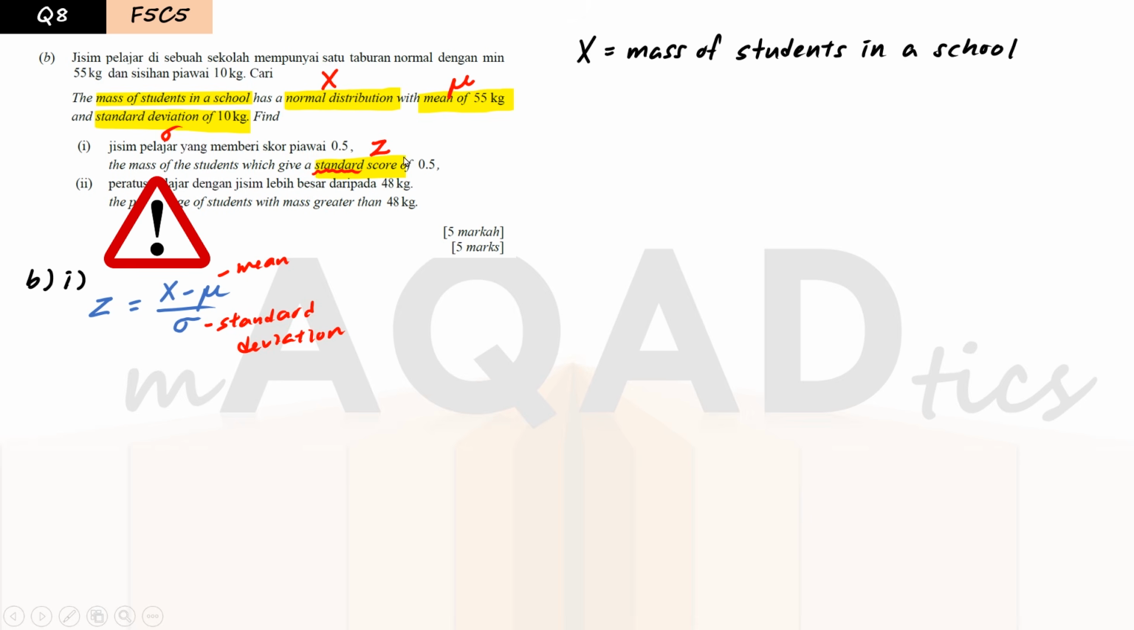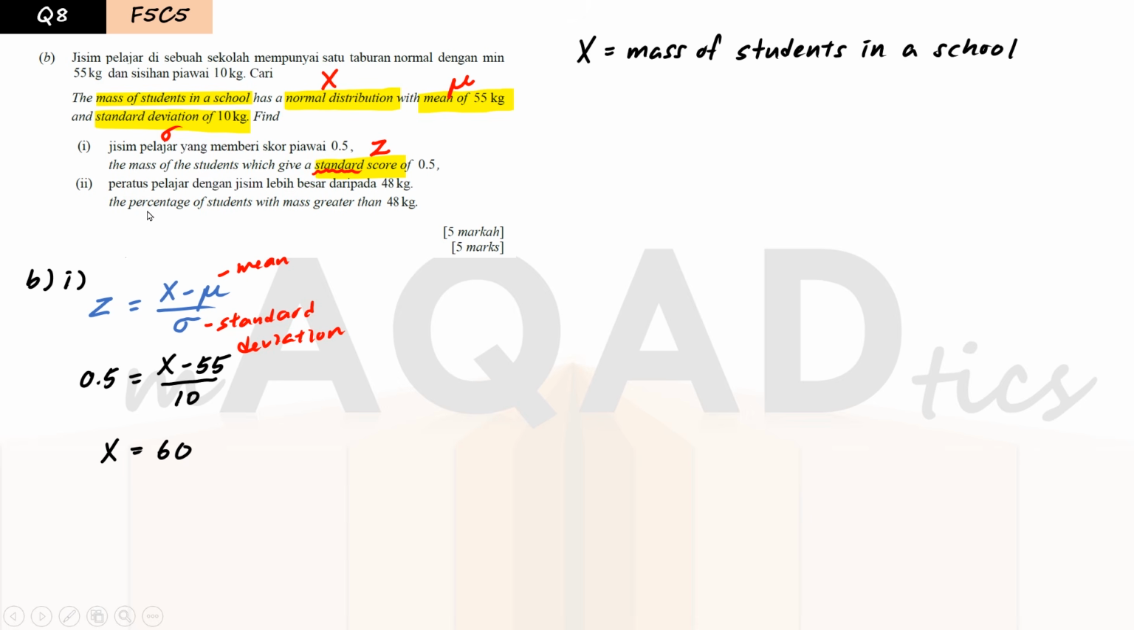So we have the value of Z, the value of mu, and the value of sigma. Let us substitute all of the values to find X. Z here is 0.5, X will remain the same, mu is 55 and sigma is 10. Now let us move the 10 to the other side and the negative 55 to the other side. So our X value would be 60. So with a standard score of 0.5, the mass of a student would be 60 kg.